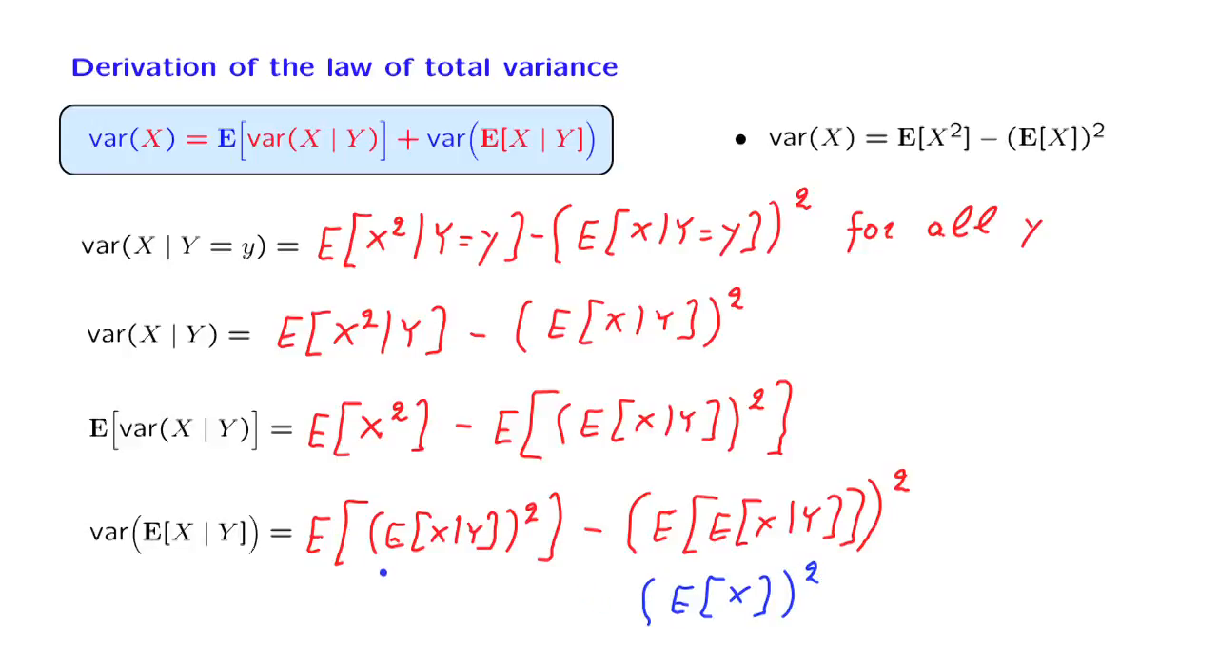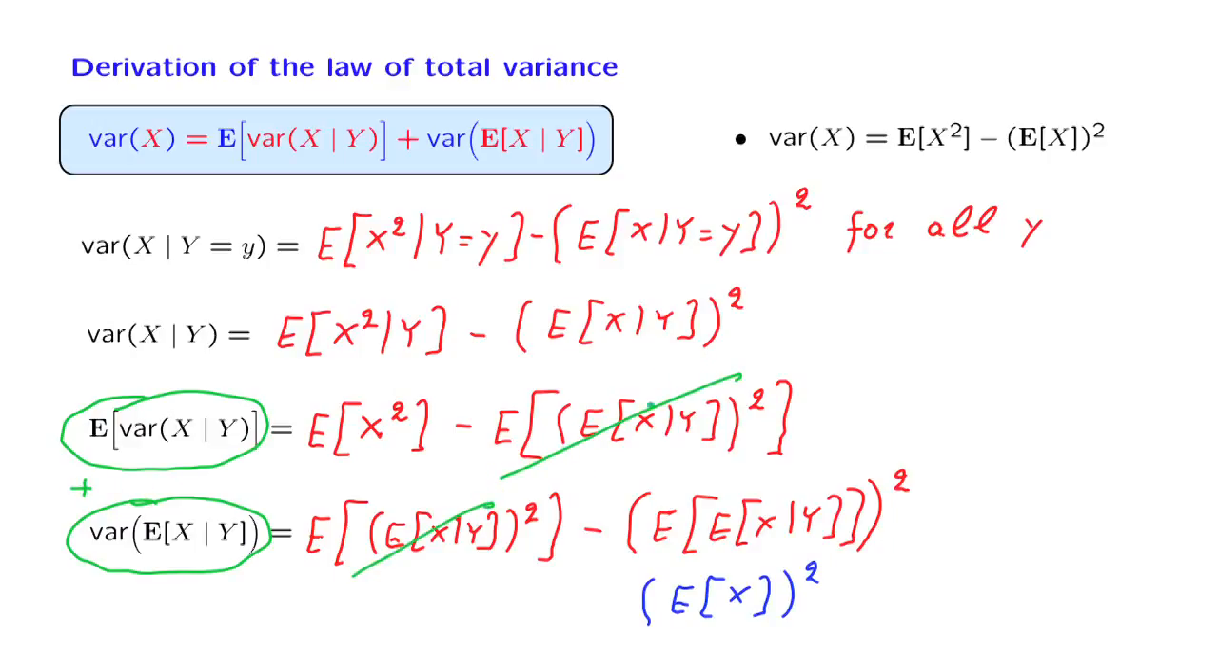What we will do next is to take this expression here and that expression here and add them together. When we add them, we notice that this term and that term are the same, so they cancel out, and we're left with the expected value of x squared minus the square of the expected value. But we know that this is the same as the variance of x. So we have proved that the sum of these two terms, which are the two terms up here, give us the variance of x.